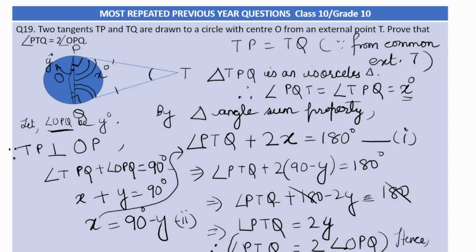So this is a simple question. We have to keep in mind two things: two tangents drawn to one circle from one external point will have the same measure, same length, and they will always be perpendicular to the radius of the circle. If we take these two points, we can solve this question. So let's move to the next question.